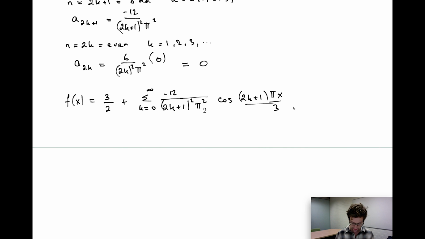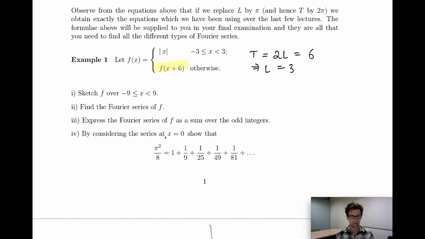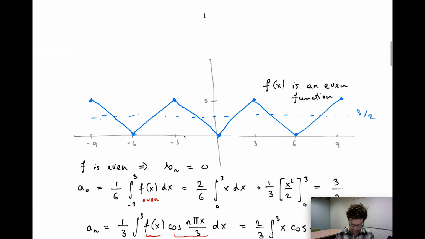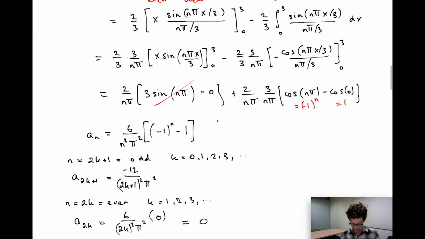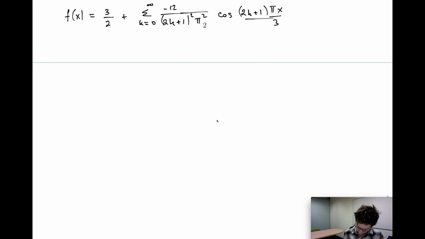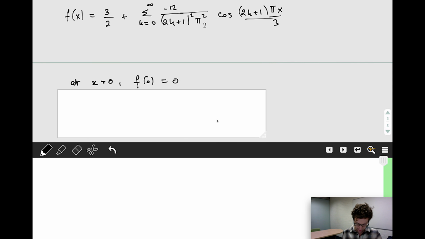Now, what we're going to do next is figure out what the value of this function is at x equal to 0. First of all, let's take a look at our figure here. At x equal to 0, you can see there are no discontinuities in this function, so the Fourier series is not going to do anything strange. The value of the function is just equal to 0 at x equal to 0. So at x equal to 0, f is equal to 0.